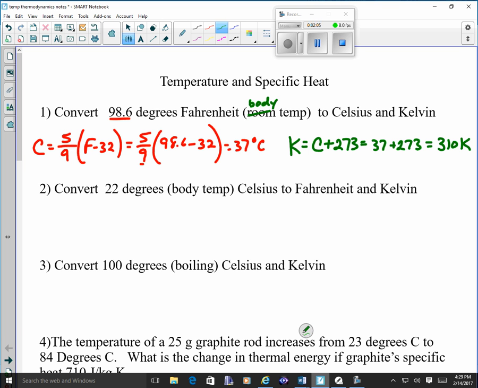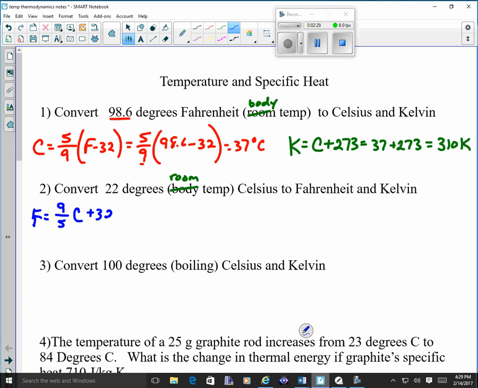The next thing we're going to do is convert 22 degrees. This is not body temperature, this is now room temperature. Sorry about that. And we're going to convert Celsius to Fahrenheit. So on this side, I'm going to have F equals. Since Fahrenheit is always a higher temperature, I'm going to use the higher fraction of 9/5. But this time we're not going to use parentheses. I'm going to say Celsius plus 32.